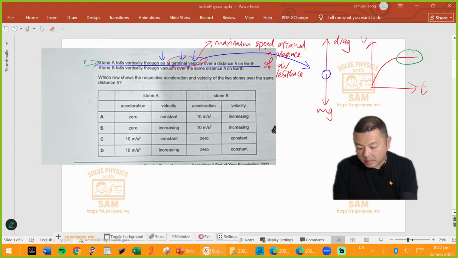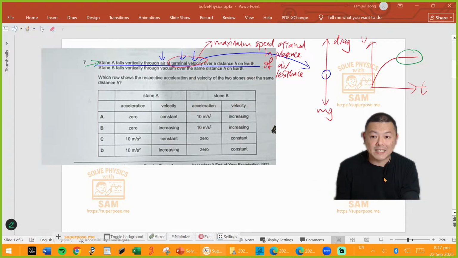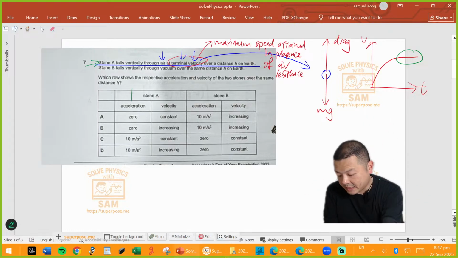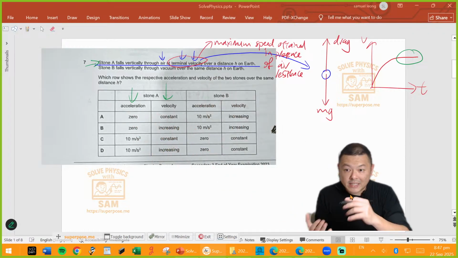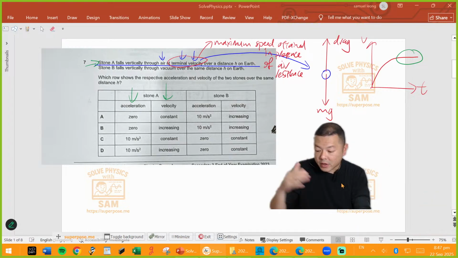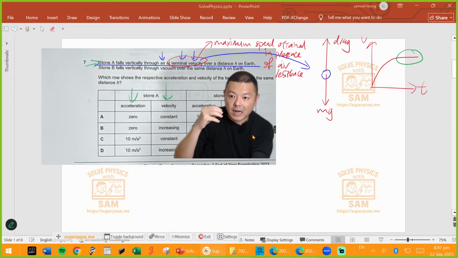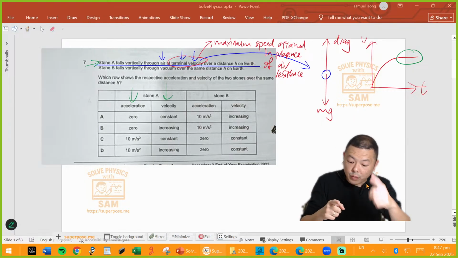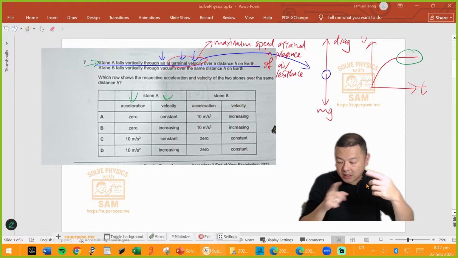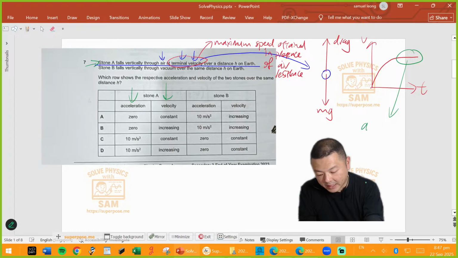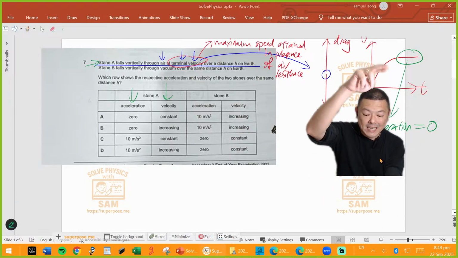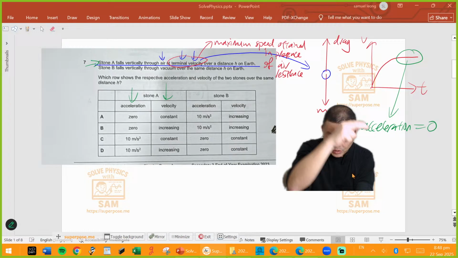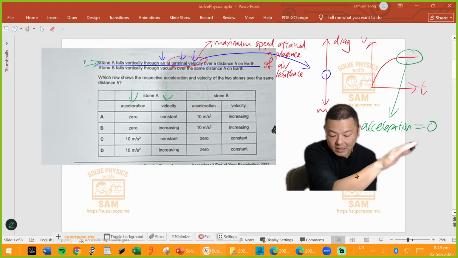Okay, so we got to ask ourselves, what's the acceleration? That's basically what the question wants: the acceleration and the velocity. It's already falling at terminal velocity. It's not saying it's going to reach terminal velocity, it's already at terminal velocity. So what's the acceleration? The acceleration is 0. It's at maximum speed, but it's not accelerating anymore. So the acceleration has reached 0.